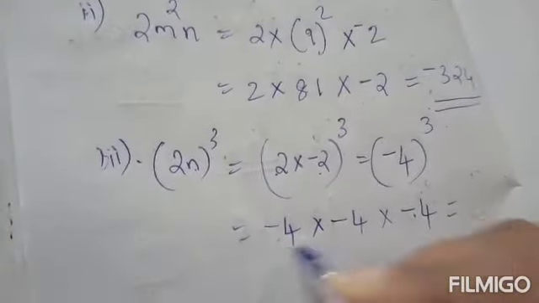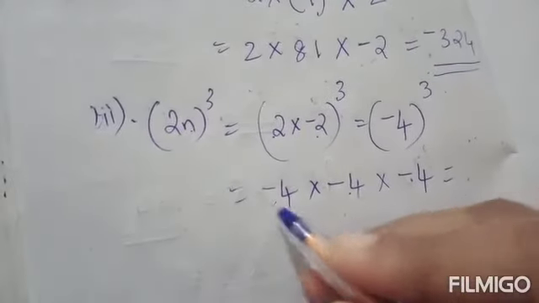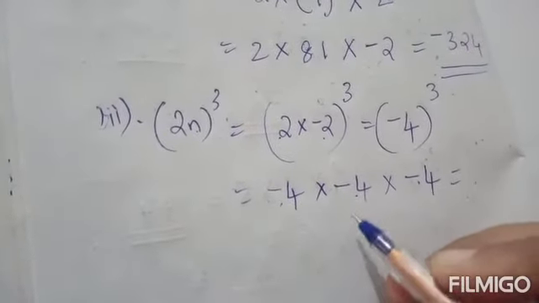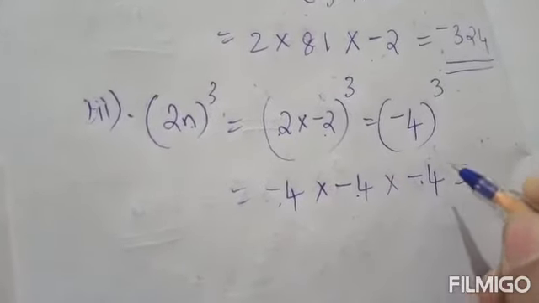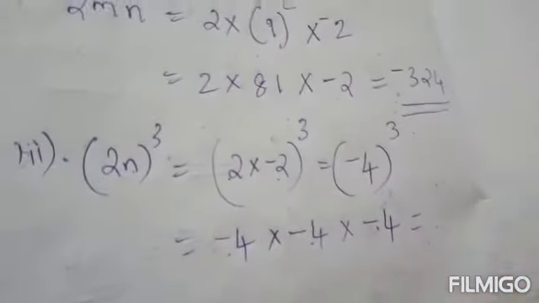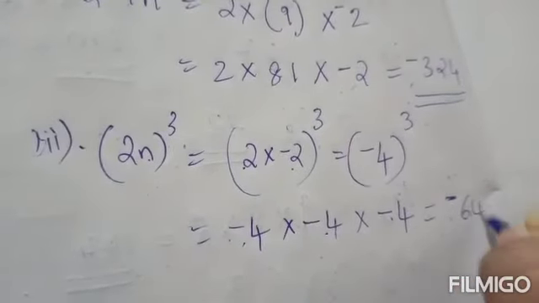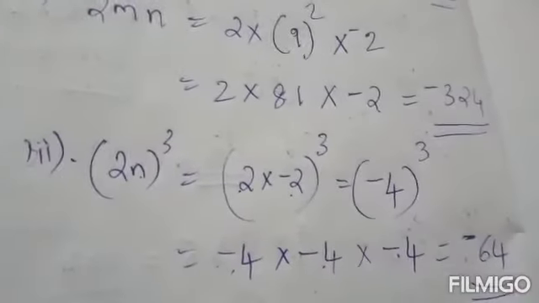Minus 4 into minus 4, you will get positive 16. Negative into negative is positive. Now 16 into minus 4. Positive into negative again gives negative. 16 into minus 4 is minus 64. So the answer is minus 64.